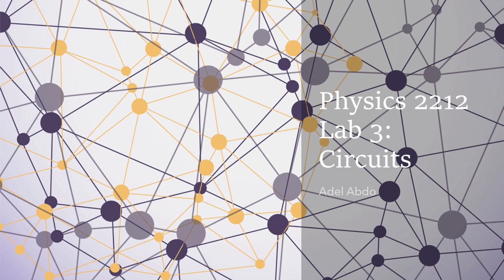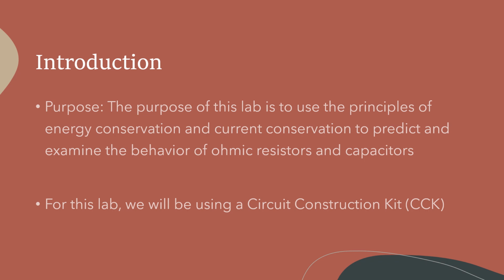Physics 2212, Lab 3, Circuits. Introduction. Purpose. The purpose of this lab is to use the principles of energy conservation and current conservation to predict and examine the behavior of ohmic resistors and capacitors. For this lab, we will be using a circuit construction kit, CCK.